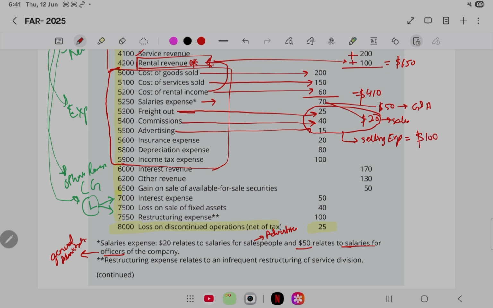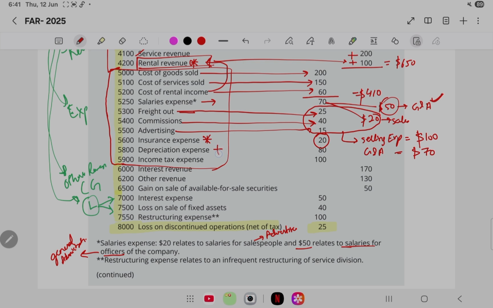Okay, now general and administrative, this is an important point. Insurance expenses come under the general and administrative part. So the second item will be taken as general and administrative part as 20 plus 50, that is $70.